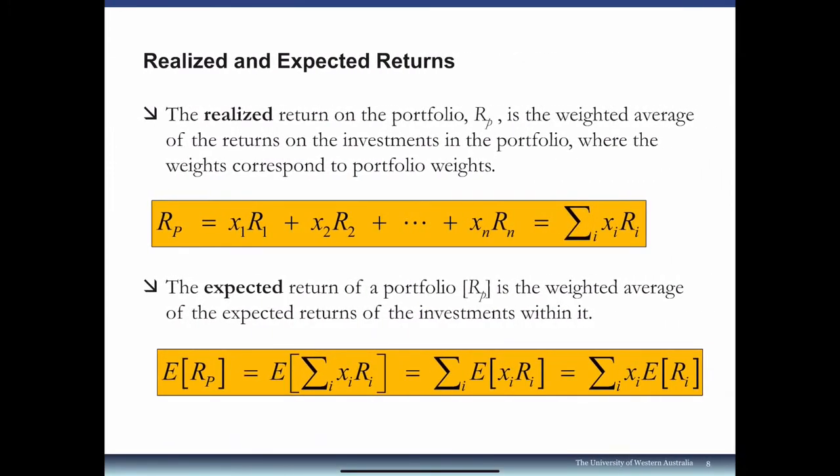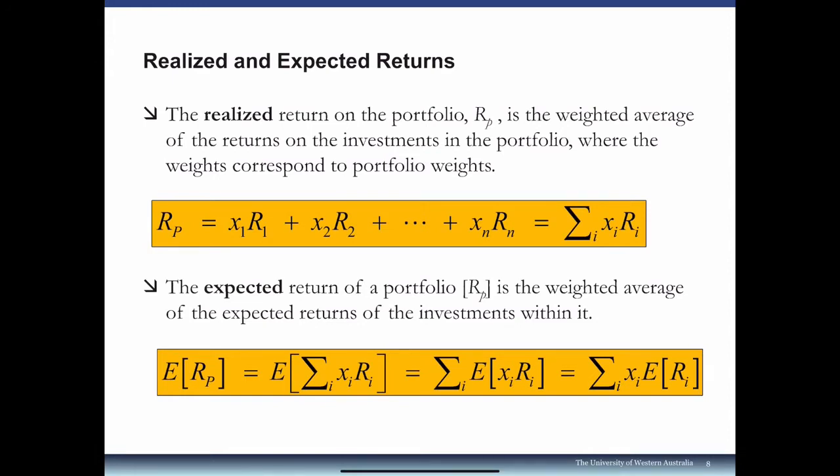So how do we calculate realized and expected returns for a portfolio when we observe the individual ones? The realized return on the portfolio, RP, is the weighted average of the returns on the investments in the portfolio, with the weights corresponding to the portfolio weights, and where each R1, R2, and RN is observed for the individual investment. So it's a weighted average for a portfolio.